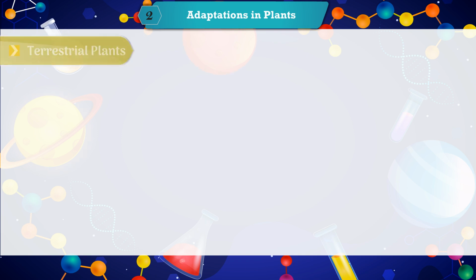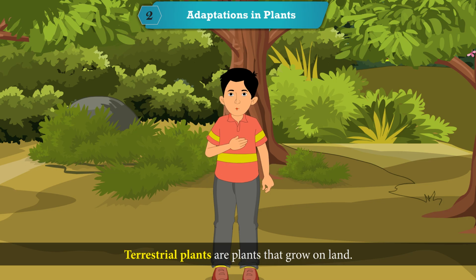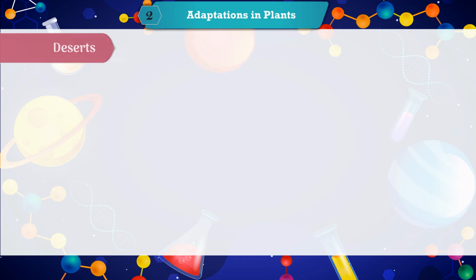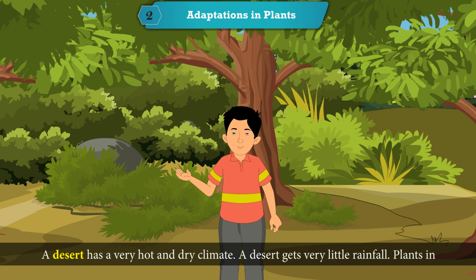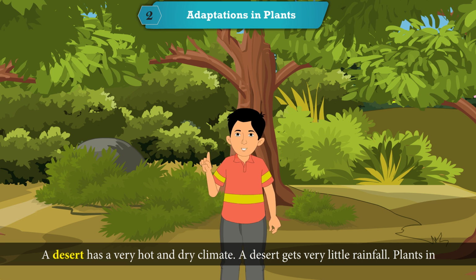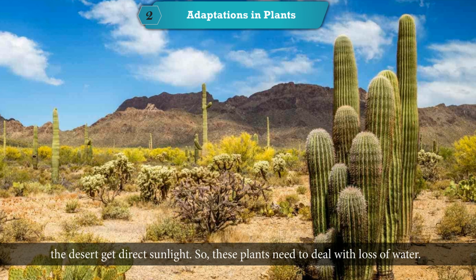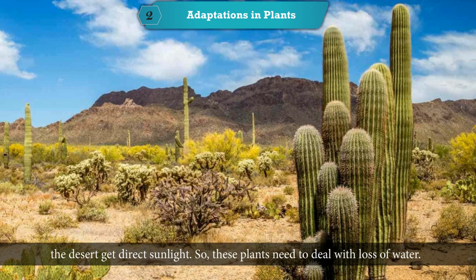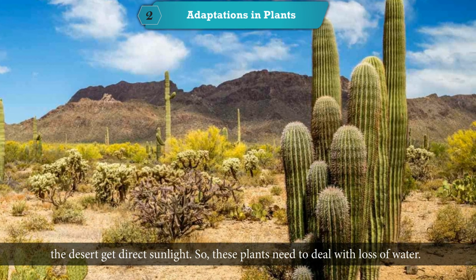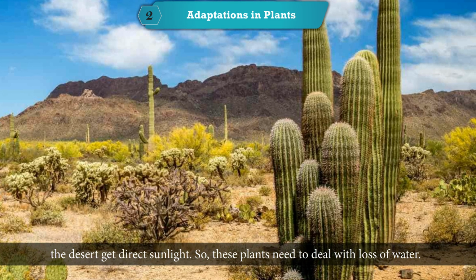Terrestrial plants. Terrestrial plants are plants that grow on land. Deserts. A desert has a very hot and dry climate. A desert gets very little rainfall. Plants in the desert get direct sunlight. So these plants need to deal with loss of water.